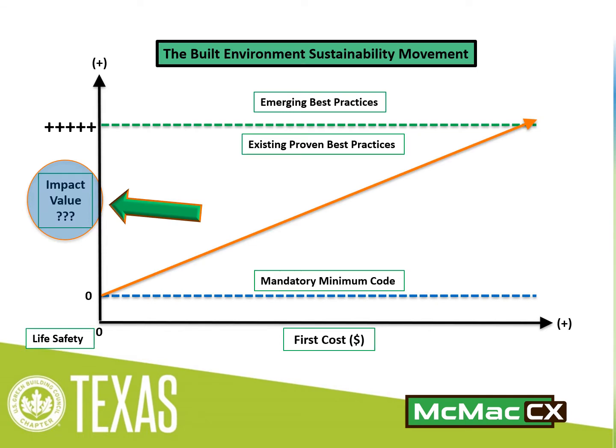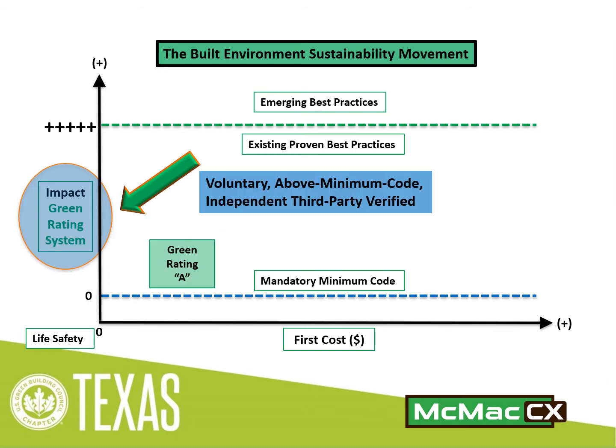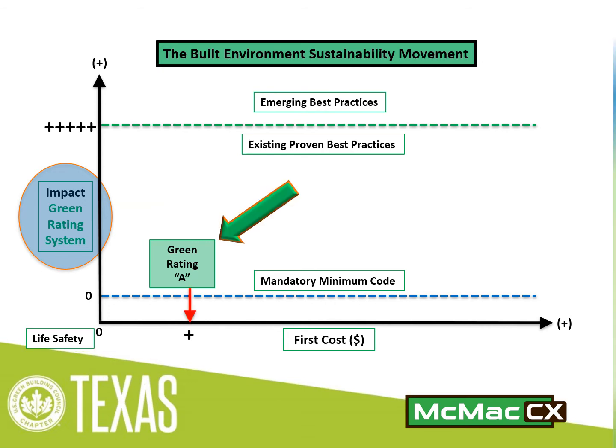Our inability to agree on a standardized value system for the impact that comes from existing proven best practices has been the stumbling block to overcoming this lowest first cost minimum code argument. To address this issue, about 20 years ago, voluntary, above minimum code, independent, third-party verified green rating systems started to appear in the hopes that we could create agreement around what sustainability meant and start deploying more proven best practices. These green rating systems allowed you to spend more first cost, but actually get recognition for the impact value that you were achieving.